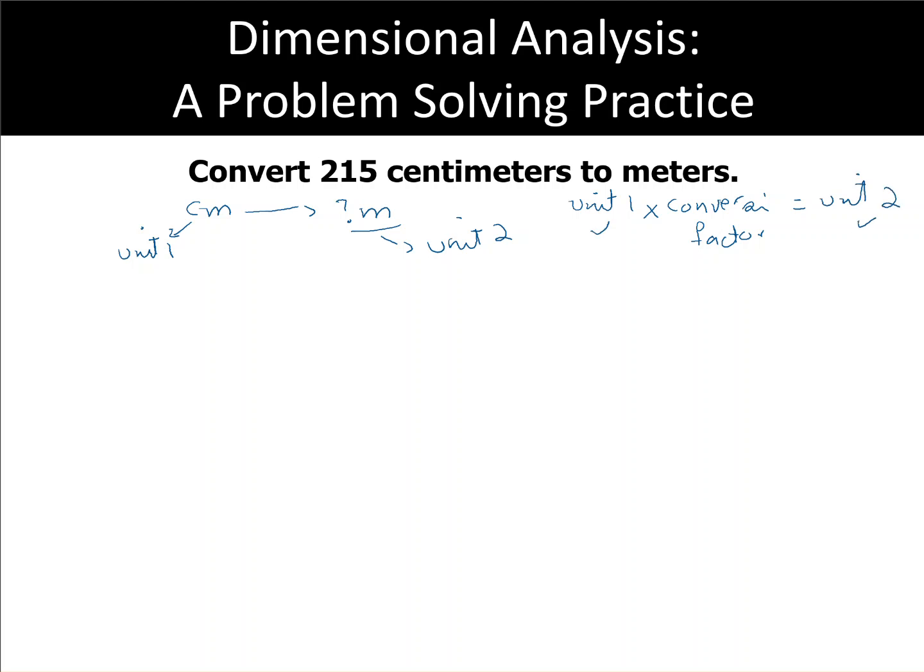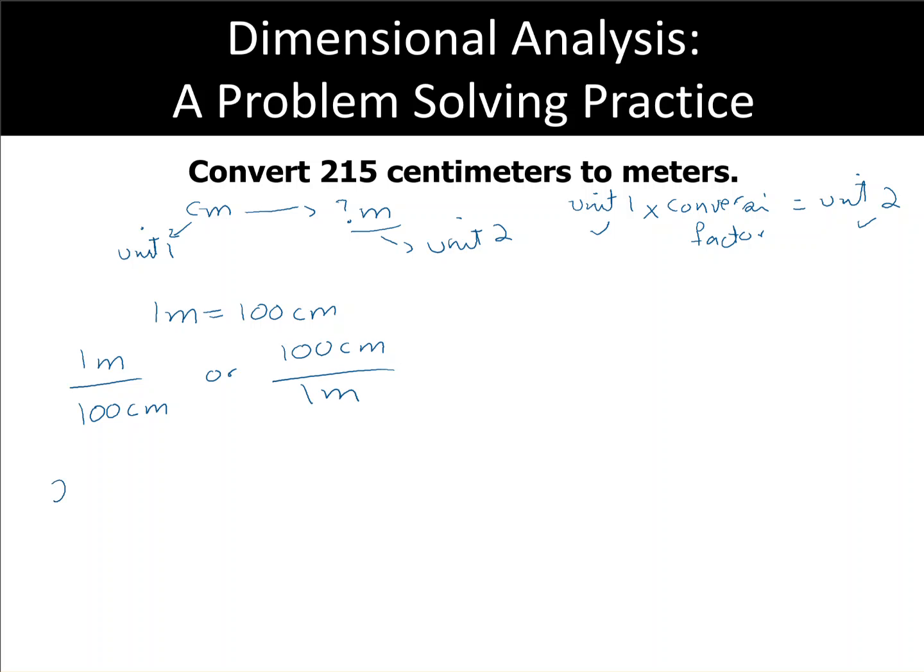Now unit 1 and unit 2, we identified. What we need to find is a conversion factor that allows us to convert in between meter and centimeter. In order to write the conversion factor, we always start with the equality. I know that 1 meter is 100 centimeters. Based on this equality, I can write two possible conversion factors: 1 meter is 100 centimeters, or 100 centimeters is 1 meter.